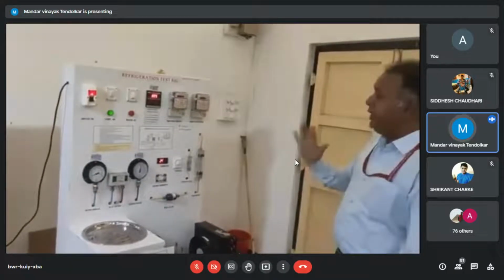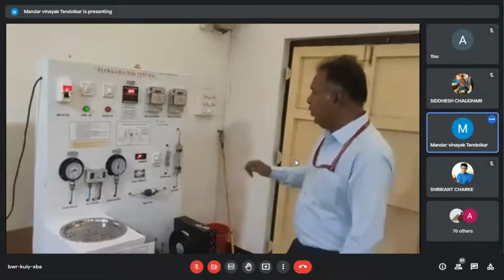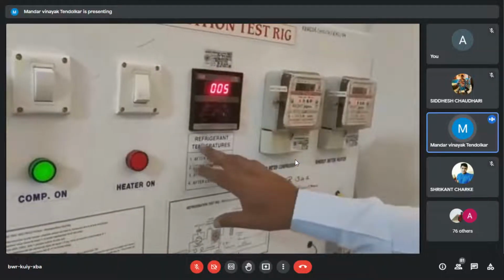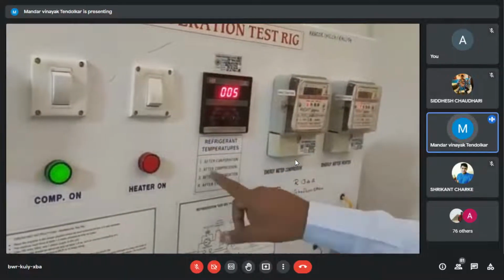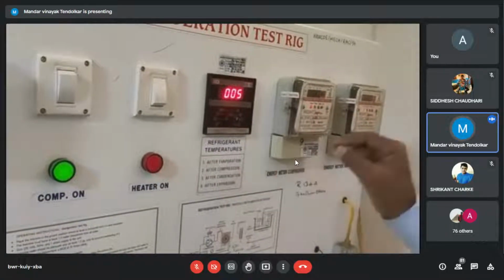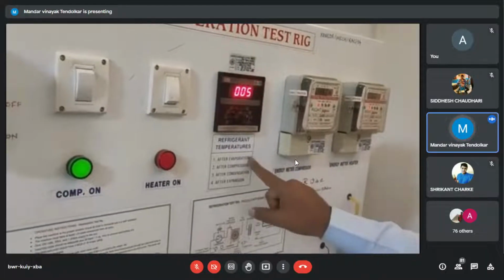So how do you know that? So we need to note down the temperatures. Look at this. This is the indicator, which is connected to the thermocouples, and you can see that it notes down the temperatures. So you can get the actual temperatures after evaporation, right?